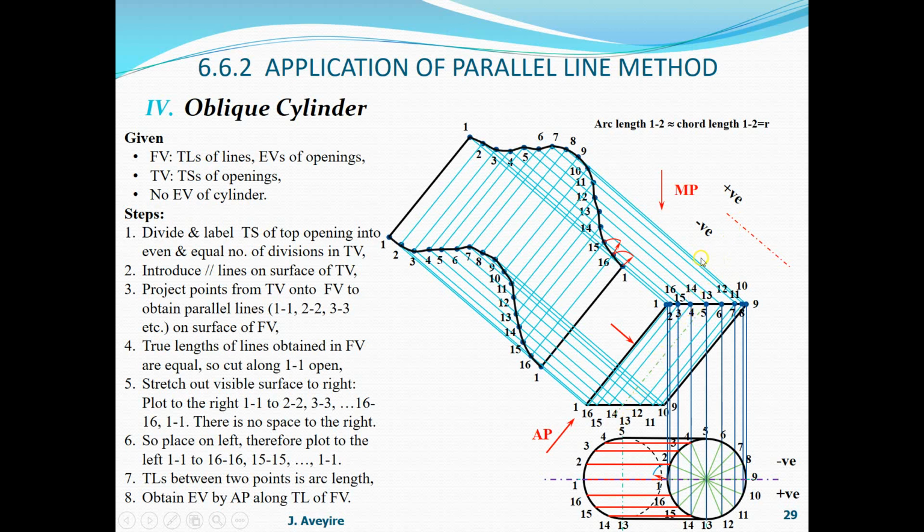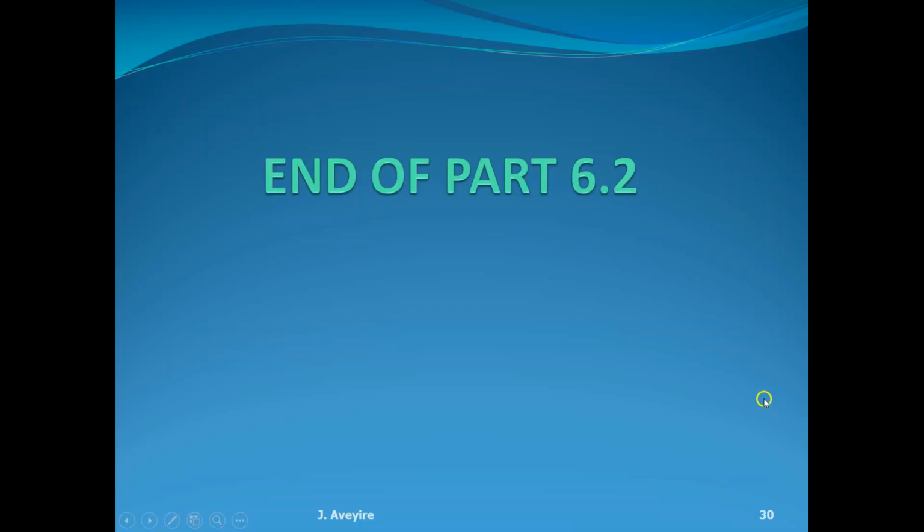Let's take the point 1. The point 1 is going to be 0. The point 9 is going to be 0. Then we go in for the point 5 and 13. 5 is minus, and 13 is positive, and the ellipse comes there. So we have the elliptical face over here. Thank you. That is the end of part 6.2.